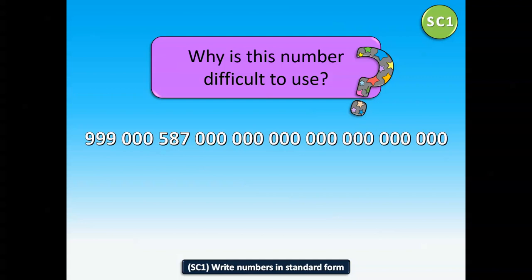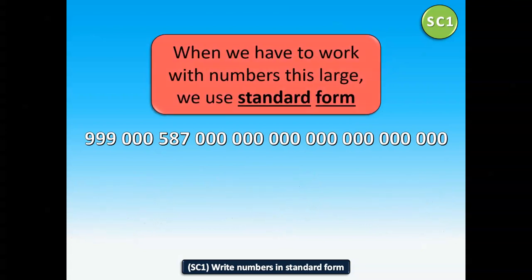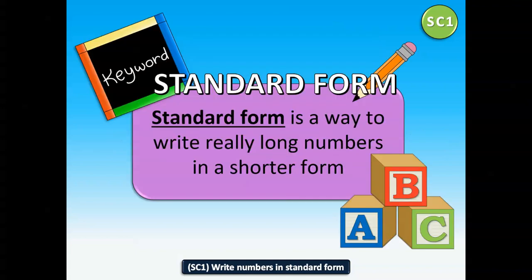So why is this number difficult to use? Well, it's too big to read, it's too big to calculate with, and it's too large for a calculator. So when we have to work with numbers this large, we use standard form. Standard form is a way to write really long numbers in a shorter way.